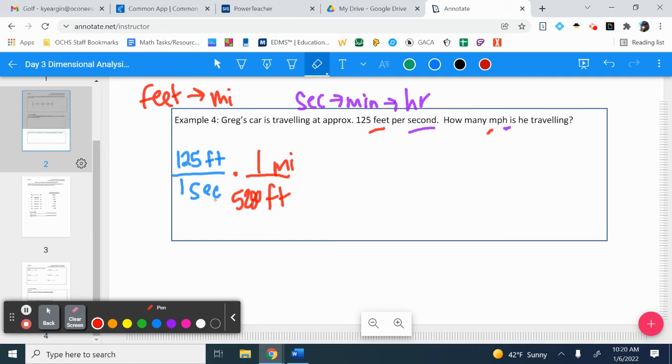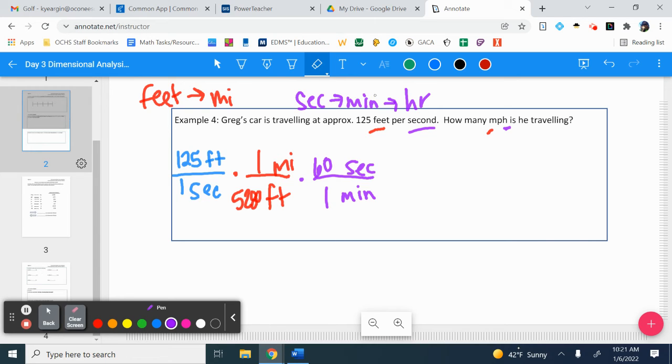Now I can go down to my seconds. So I have seconds that are in the denominator. To get rid of them, they must move to the numerator. According to my roadmap, seconds turn into minutes. I ask myself which is larger. A minute's larger, 60 seconds in a minute.